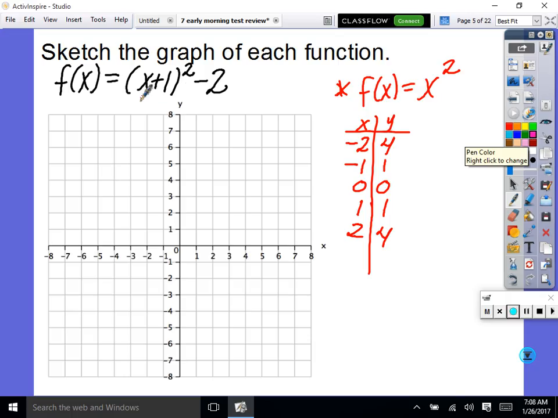So now we went left 1, down 2. So that's a shift left 1, so all your x values would be shifted -1. And then your down 2 would be your y values, so you'd subtract 2, right? Now notice there's no stretch or compression.